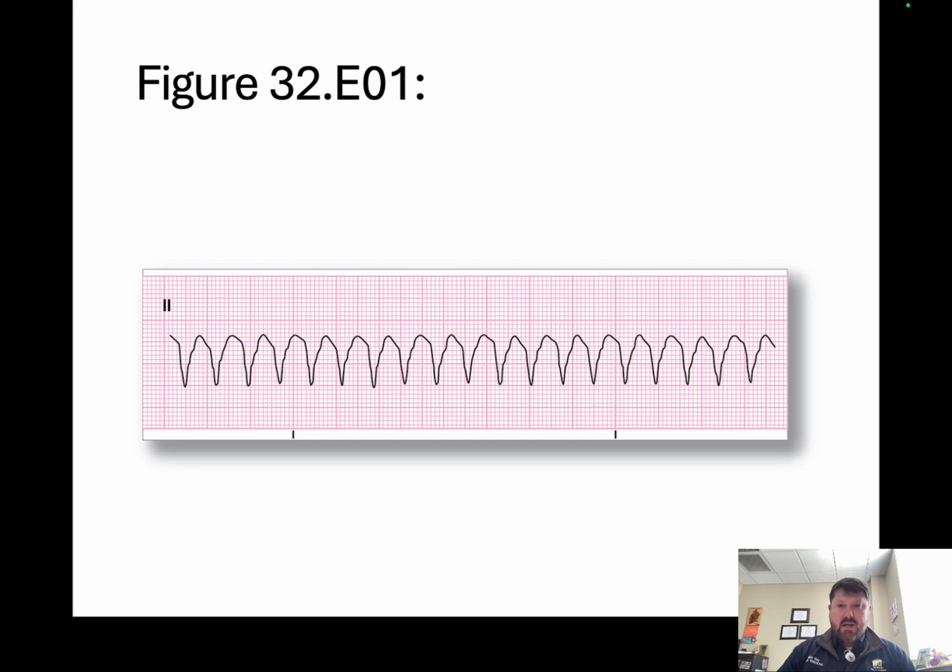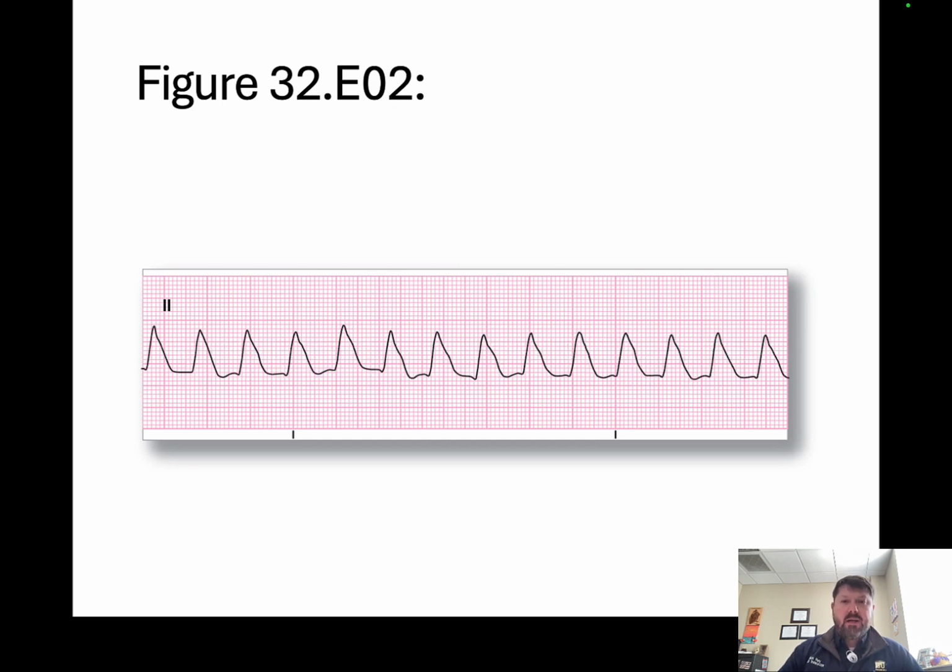So looking at a few examples, we've got a rate of 200, a wide complex, no P wave, no PRI. This is a ventricular tachycardia. Same thing here, except this patient's having a very large AMI as well, and this will probably convert to ventricular fibrillation if we are not aggressive.